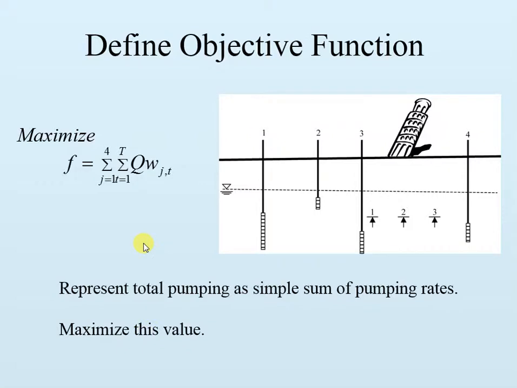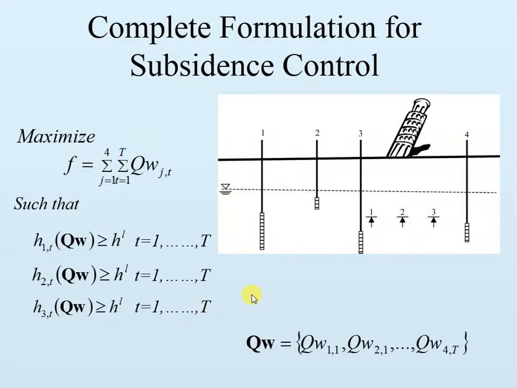We need an objective again, and in this case we're going to maximize the total pumping over all 4 wells and over all stress periods. So here's the complete formulation. Once again, the decision variables are now pumping rates at locations and stress periods, and constraints, and an objective function.